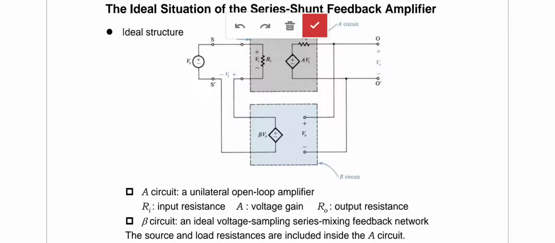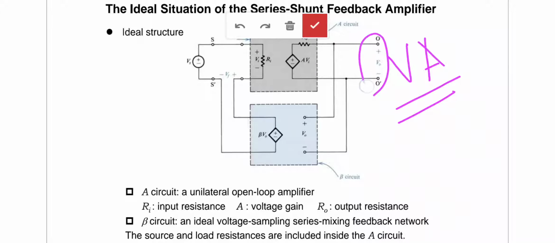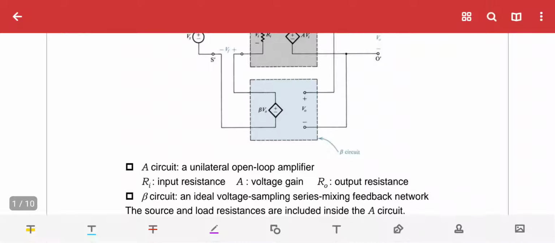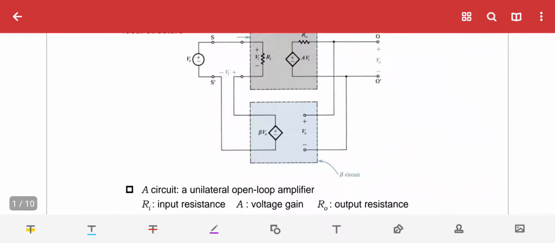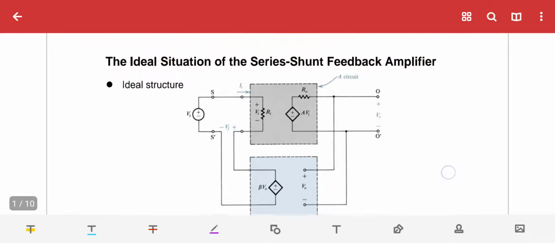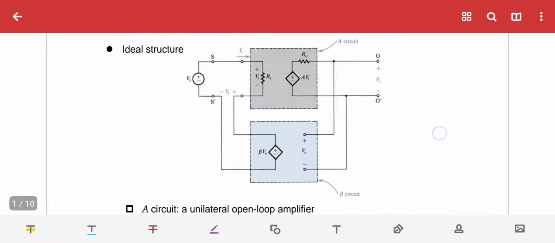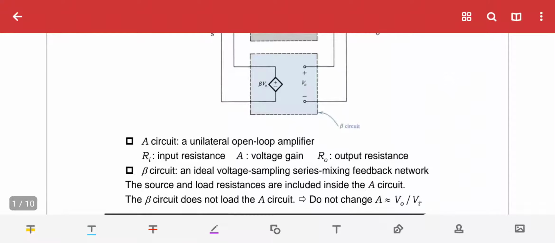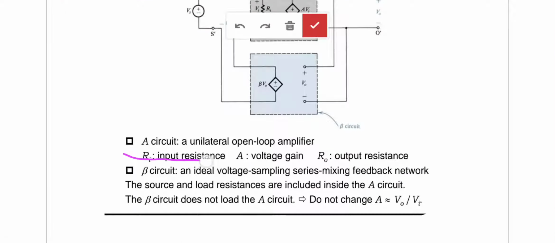So the thing to keep in mind is that it is a voltage amplifier structure. So here it should be voltage, here it should be voltage. Both should be voltage. So you can see it consists of two parts. One, the A circuit. The A circuit is nothing but a unilateral open loop amplifier, which has Ri, that is input resistance, RO, that is output resistance, and A is the voltage gain. Now the beta circuit is an ideal voltage sampling and series mixing feedback network.